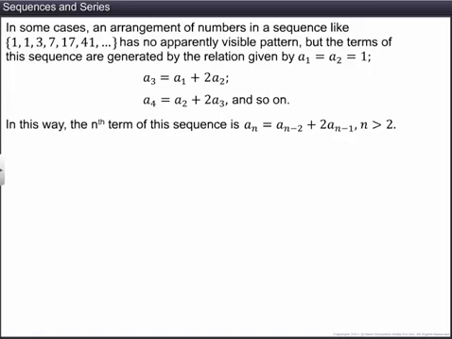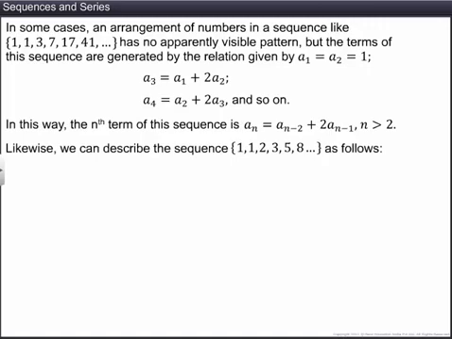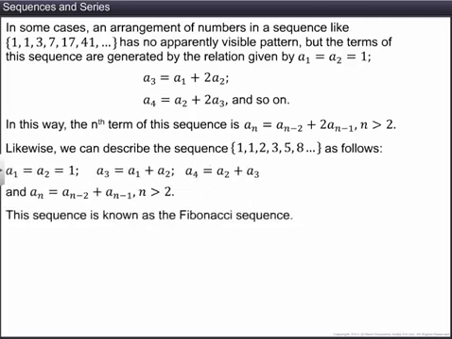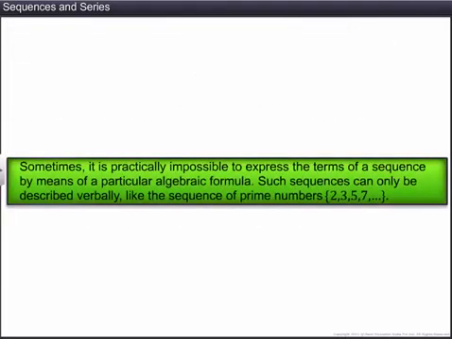Likewise, we can describe the sequence 1, 1, 2, 3, 5, 8, and so on as shown. This sequence is known as the Fibonacci sequence. Sometimes, it is practically impossible to express the terms of a sequence by means of a particular algebraic formula. Such sequences can only be described verbally, like the sequence of prime numbers 2, 3, 5, 7, and so on.